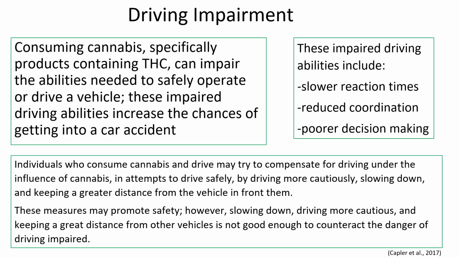Individuals who consume cannabis and drive may try to compensate for driving under the influence of cannabis in attempts to drive safely by driving more cautiously, slowing down, and keeping a greater distance from the vehicle in front of them. These measures may promote safety. However, slowing down, driving more cautiously, and keeping a greater distance from other vehicles is not good enough to counteract the danger of driving impaired.